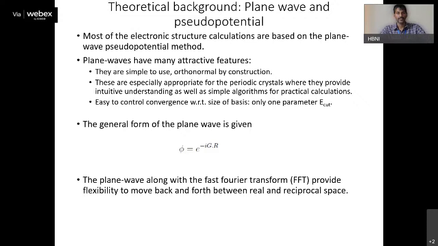And as we know, this is the general form of a plane wave. This also provides an additional advantage that one can do the fast Fourier transform, which provides flexibility. One can compute the quantity in Fourier space and then go to real space, so one can easily go back and forth between real space and reciprocal space if one uses a plane wave as a basis set for expanding the electronic wave functions.